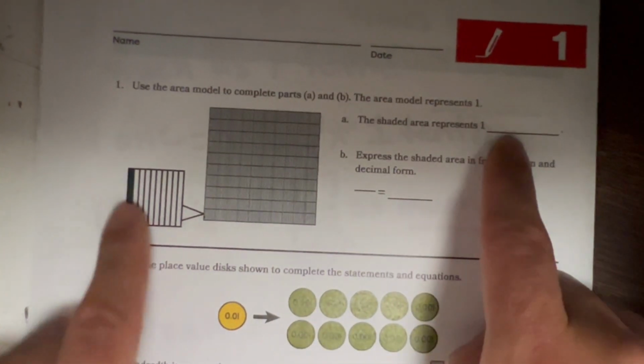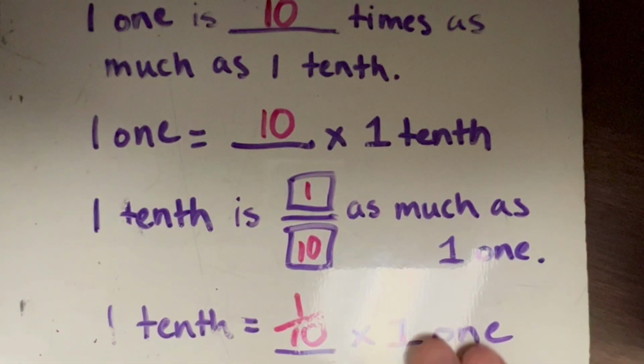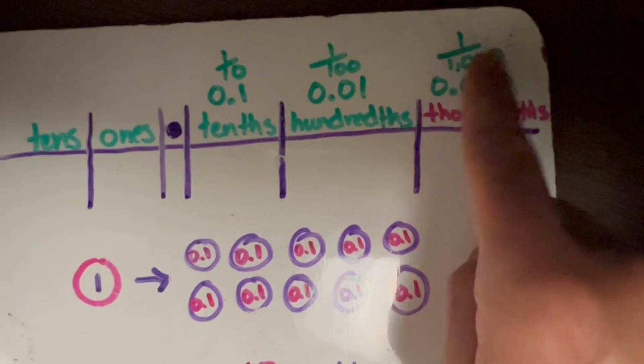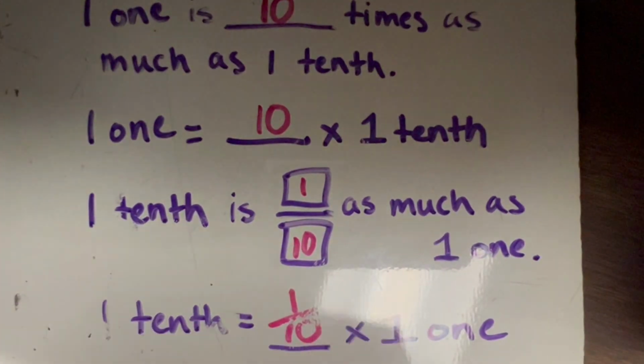So for letter A, you would write one thousandth. And then to express the shaded area in fraction form and decimal form, well, that's right there. Okay, so that's what you would write for that answer there. So I'm pretty much giving you the answers. You just have to remember and go back. But again, we're going to have practice with more of these in class, so it'll make more sense.